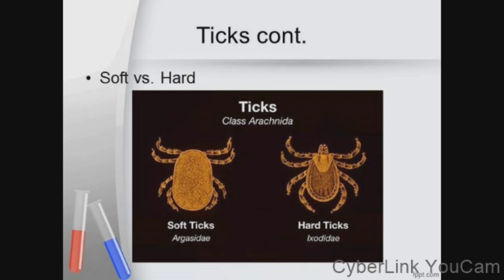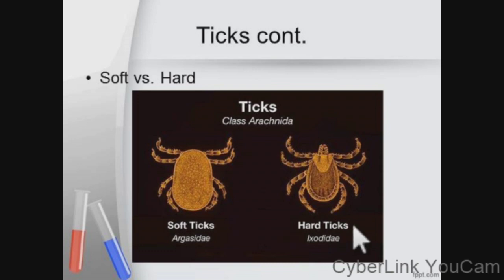Soft ticks are leathery and without a dorsal shield. Their mouth parts are subterminally attached and not visible from the dorsal view. You can't see their mouth here. That's the soft tick.